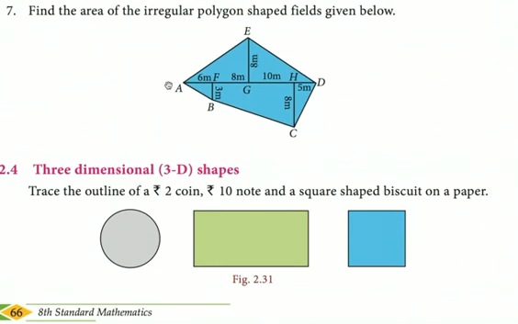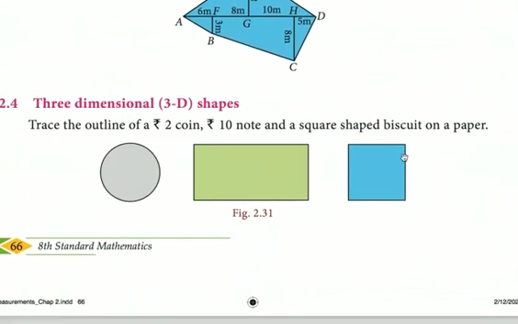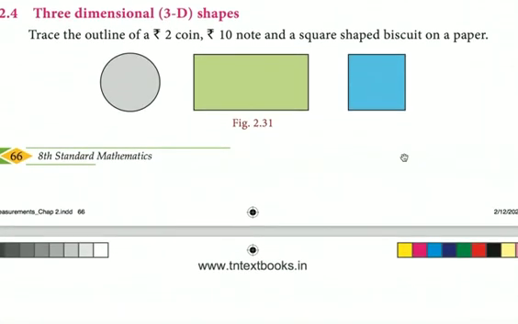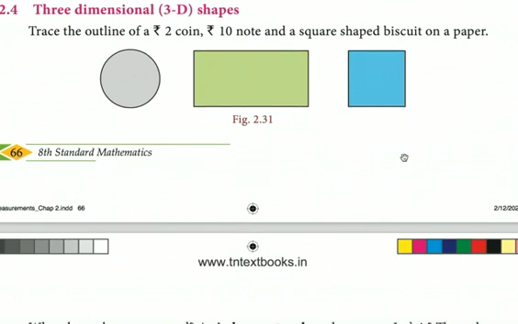Find the area of the irregular polygon shaped fields given below. See, the same problem is given in the example also. This is cheating, right? So you can use the same method to solve this problem. That's why I'm not going to solve it right now. Okay, you got my point. Now, three-dimensional shapes.